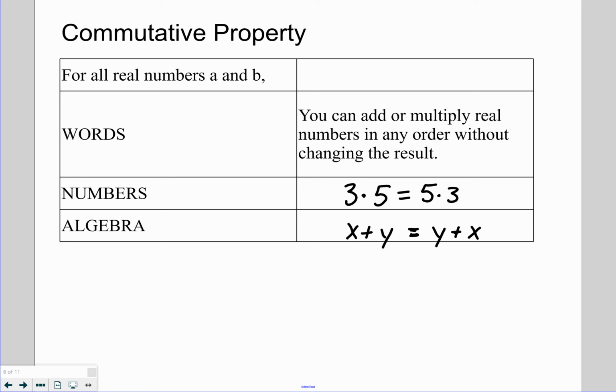Now this only works for what 2 operations? Multiplication and addition. It does not work with subtraction. Think about subtraction right now. What's 4 minus 2? 2. What's 2 minus 4? Negative 2. So that's not the same.